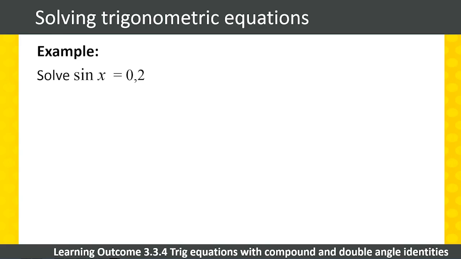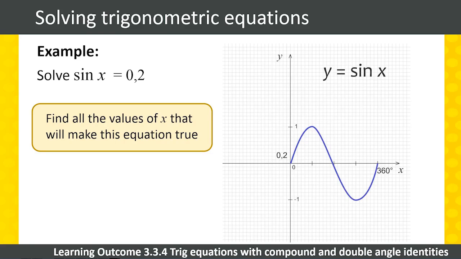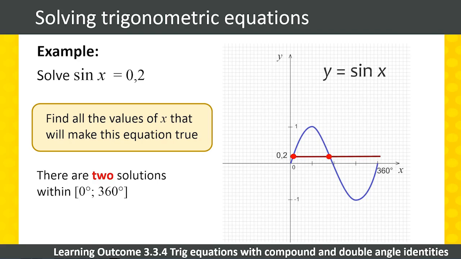Solve the equation sine x equals 0,2. This means that we need to find all the values of x that will make this equation true. If we look at the graph of y equals sine x in the range 0 to 360 degrees and we draw the line y equals 0,2 on the graph of the sine function, we see it touches the graph twice. So there are two solutions within the range 0 to 360 degrees.